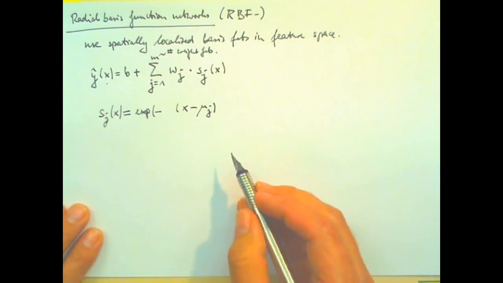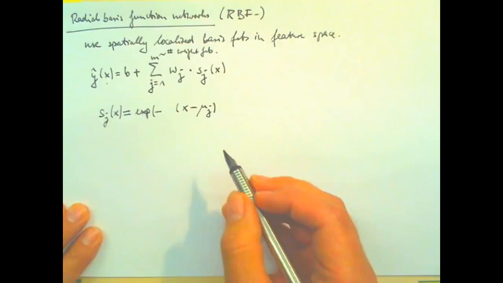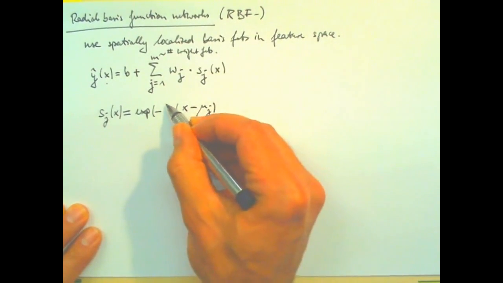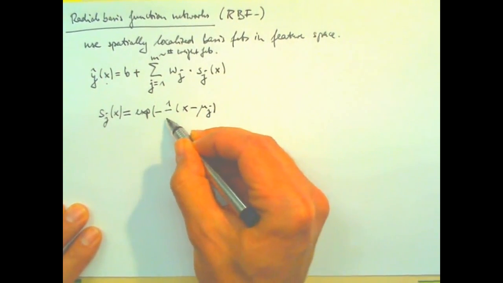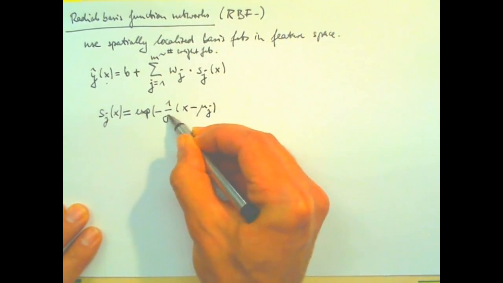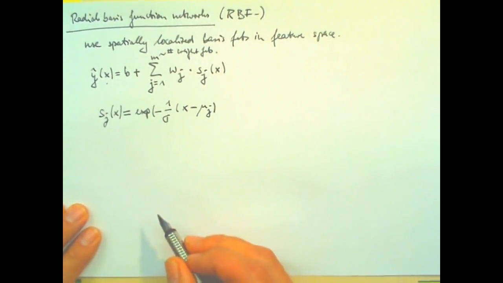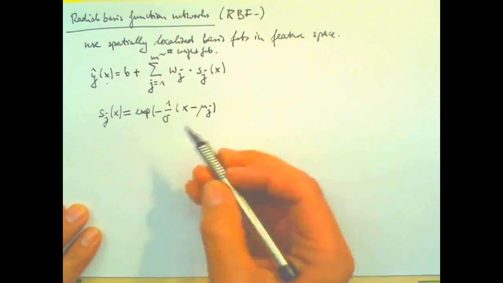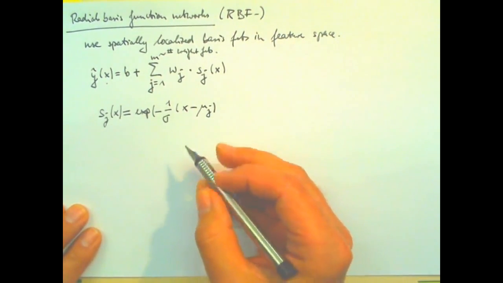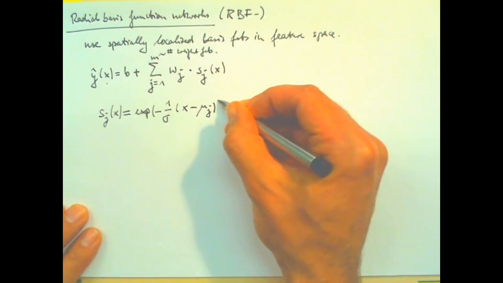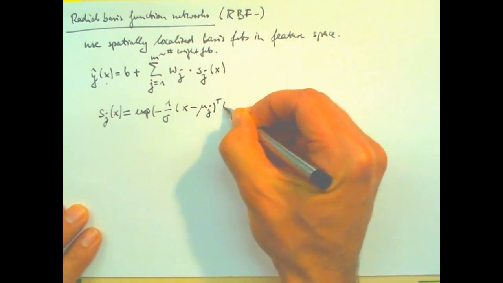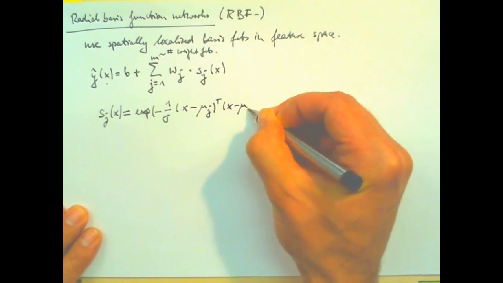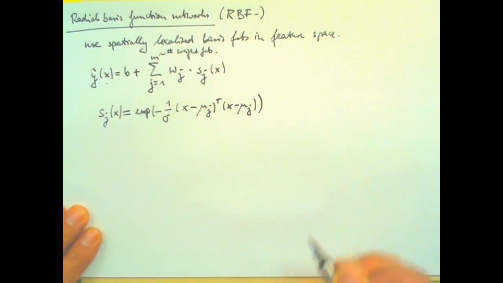Then the covariance functions are typically assumed to be isotropic, and even the variances are often fixed in advance. So I'm not putting a parameter j here on the sigma. I'm assuming that the same has been used for all basis functions. There you go.